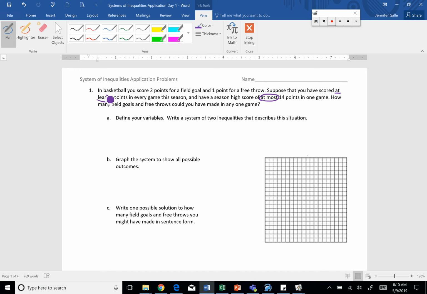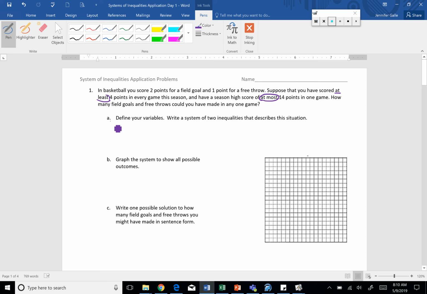So let's start with letter A. It says define your variables. When you see that phrase, what I'm wanting from you is, if you're using X and Y, tell me what X is representing and tell me what Y is representing. And since they're inequalities, since we had at least and at most in there, we need to make sure we're going to graph for our solutions. So oftentimes, for most of us, it's easiest if we just use X and Y since we're going to be graphing. So I'm going to stick with X and Y. If you want to choose other things when you try these on your own, you can use whatever variables you want. But since we're graphing, most of you end up changing them to X and Y anyway to graph.